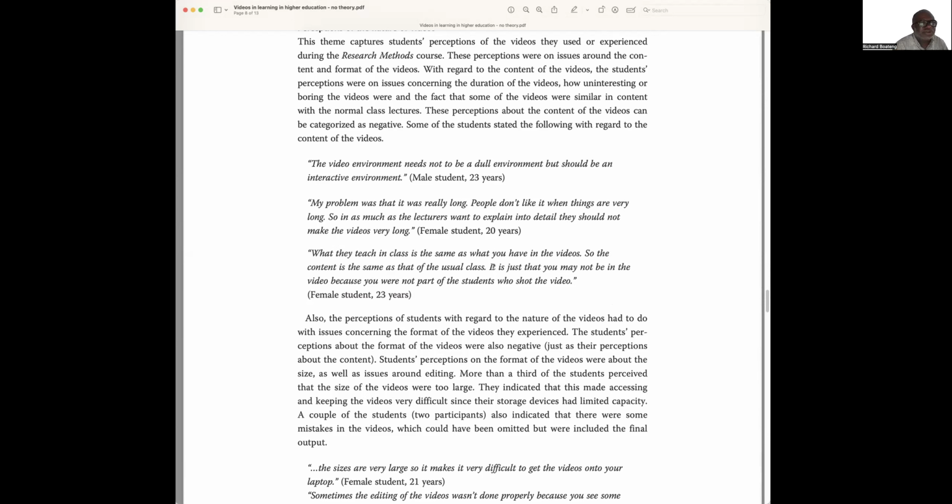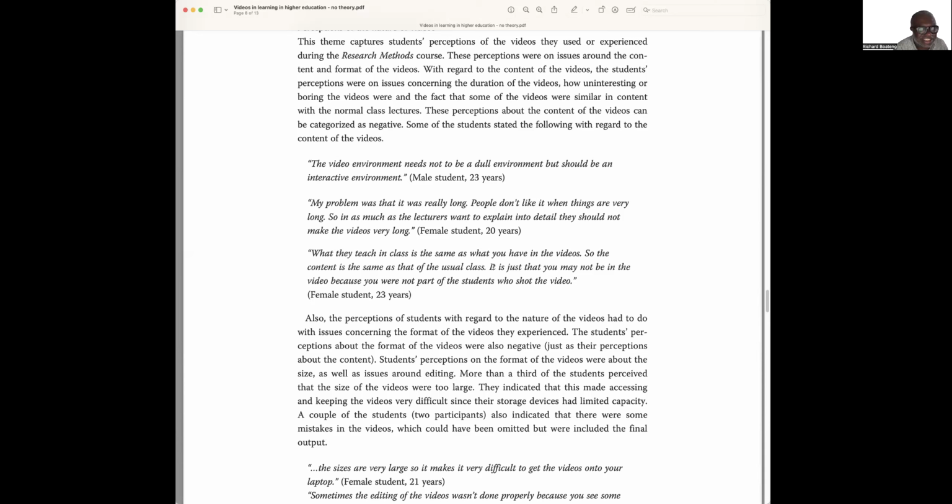My problem was that it was really long. Sometimes it happens, like one hour long. People do not like it when things are very long. So you want the short social media ones. In as much as the lecturers want to explain everything to you, they shouldn't make the videos very long. But one has explained this in detail.